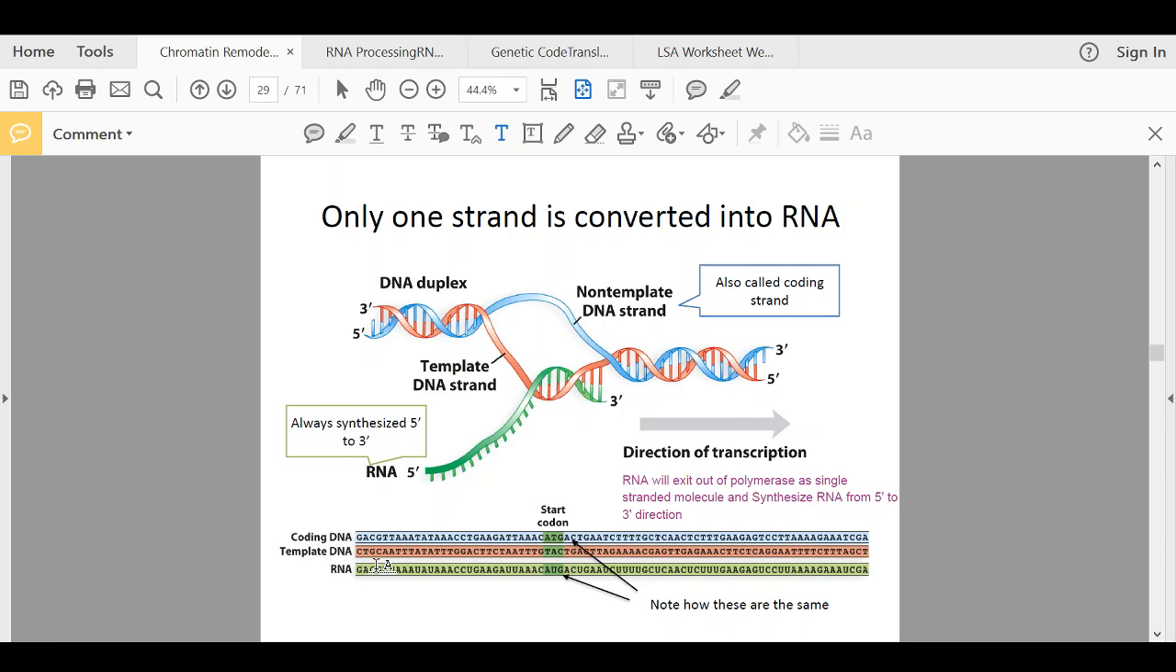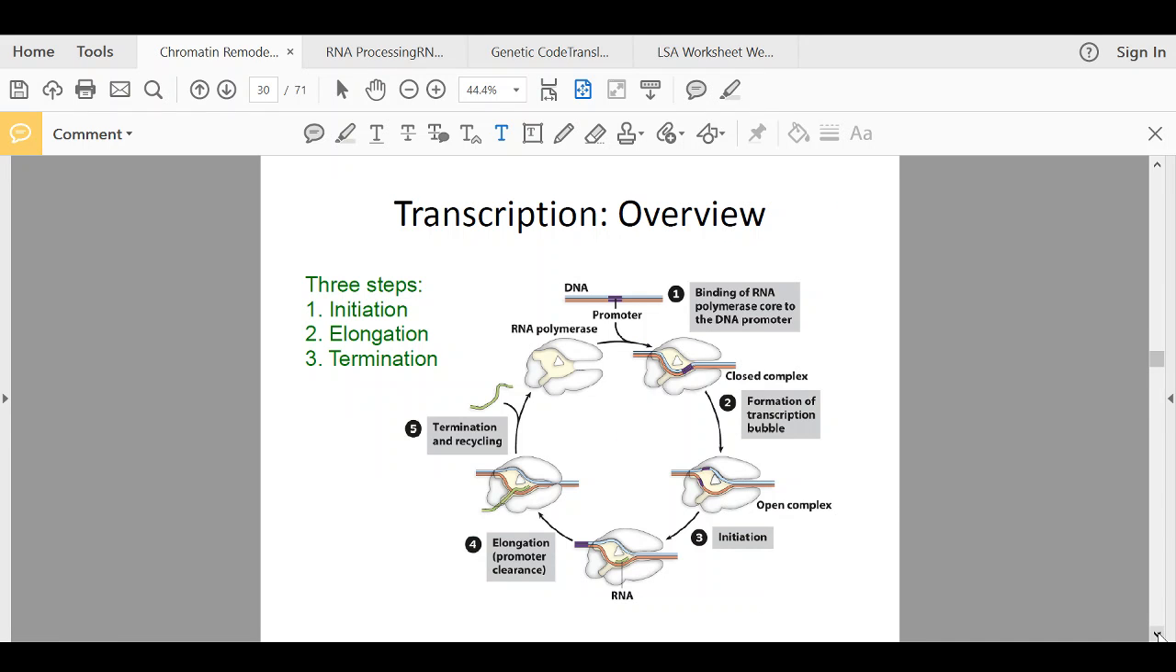And so here we can see an example of coding DNA with template DNA and RNA as well. And we can see this start codon here is the same. And the start codon will always be AUG. And we'll talk about that in further videos regarding transcription.